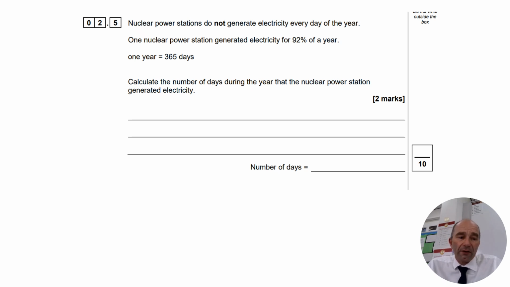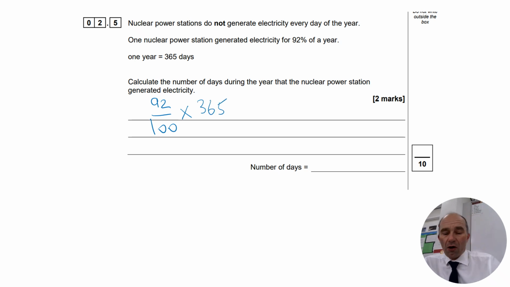Well, it's 92%. This is really a maths question. Do you know what a percentage is? 92% just means 92 parts out of 100. So you've got to do 92% multiplied by 365. That's going to give you an answer of 335.8 days. It doesn't matter if you round that up to 336. In this case, an acceptable answer is also 335. But don't worry about the fact that there's a percentage there.